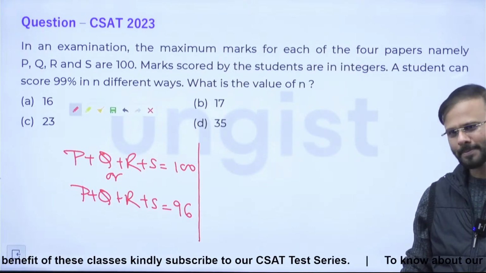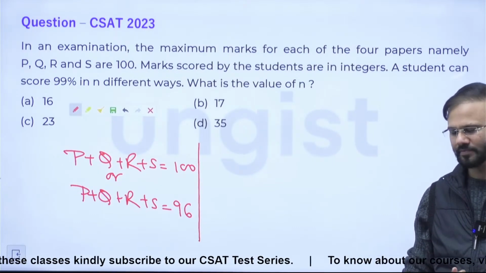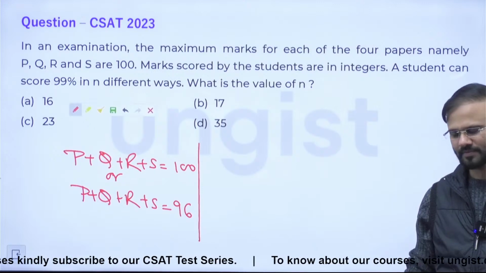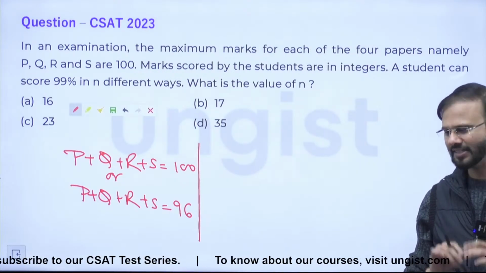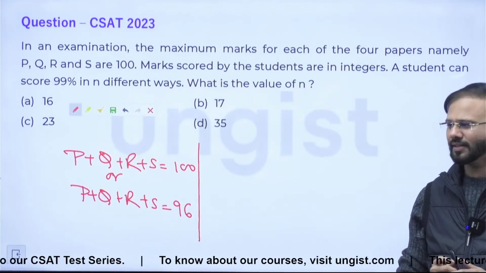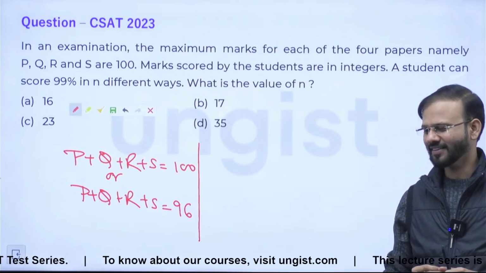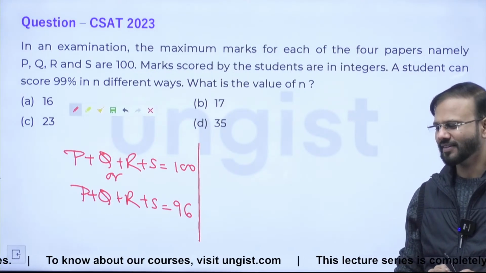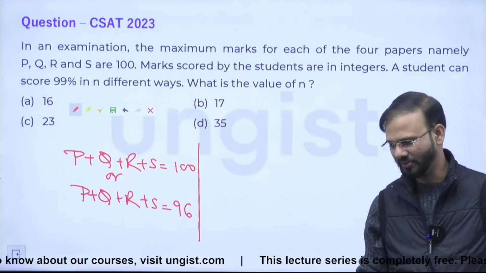Sir, the maximum marks for the 4 papers P, Q, R, S individually is 100 each. Then we have to calculate the different ways, that is, how 99% will come. Very good, tell that way.